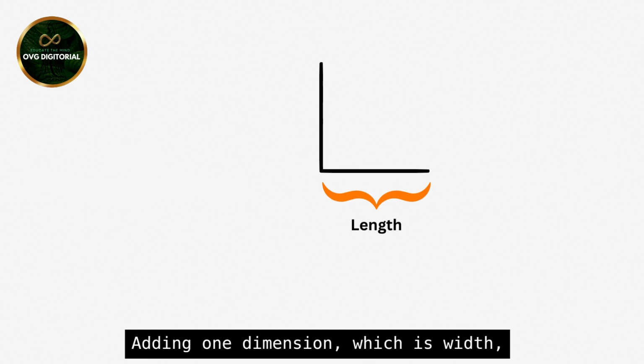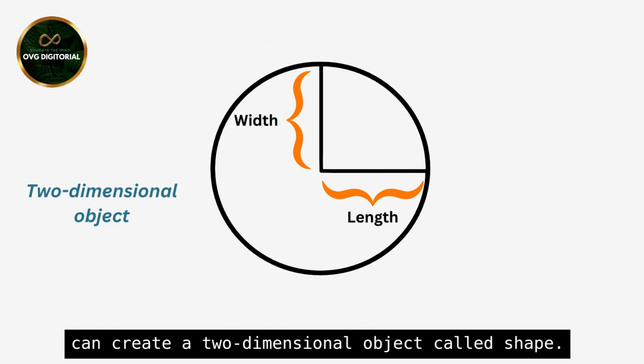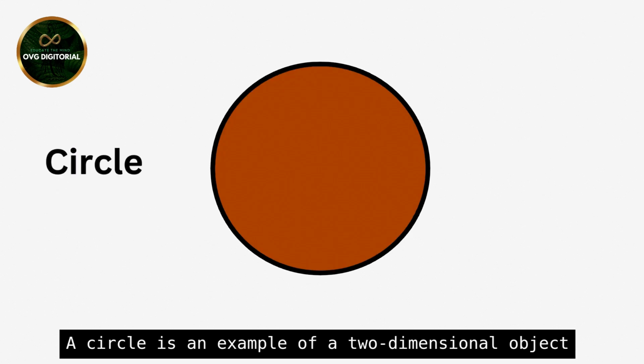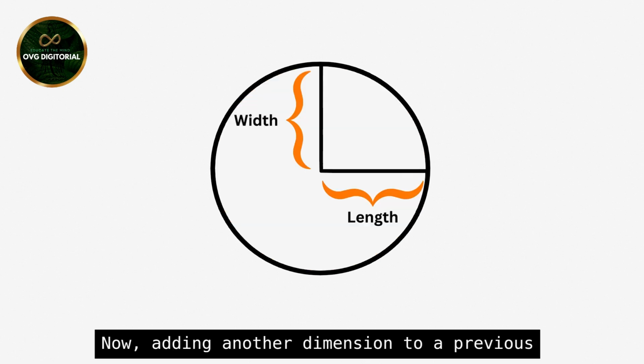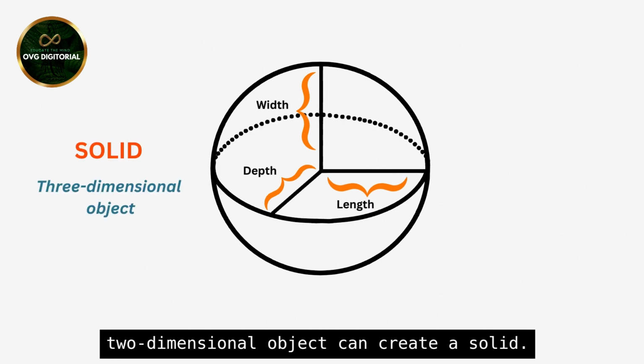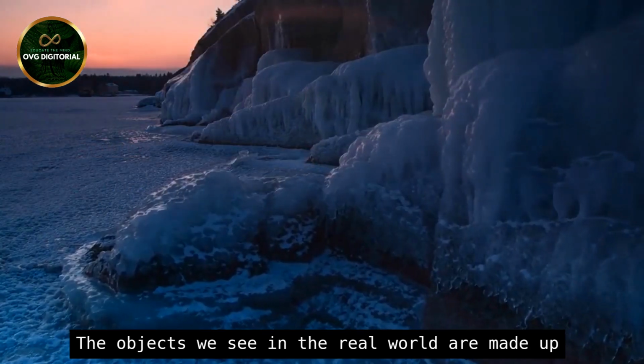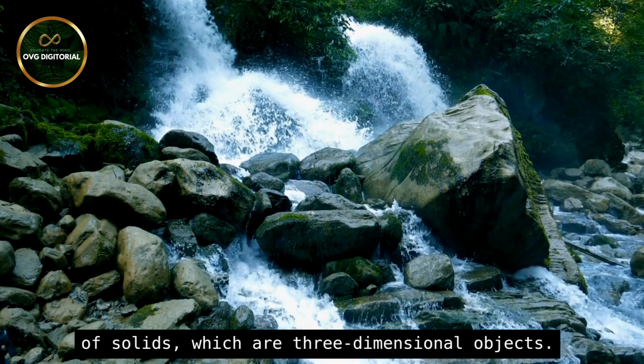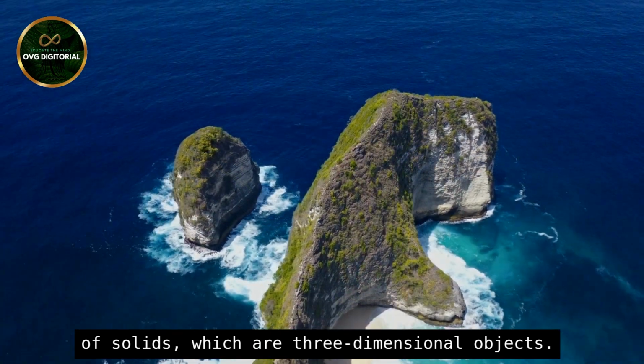Adding one dimension, which is width, can create a two-dimensional object called shape. A circle is an example of a two-dimensional object. Now adding another dimension to a previous two-dimensional object can create a solid. The objects we see in the real world are made up of solids, which are three-dimensional objects.